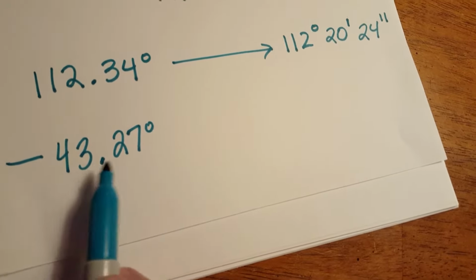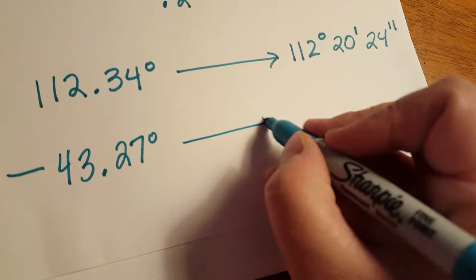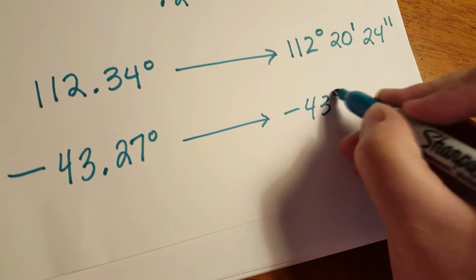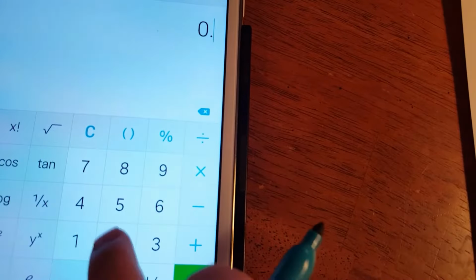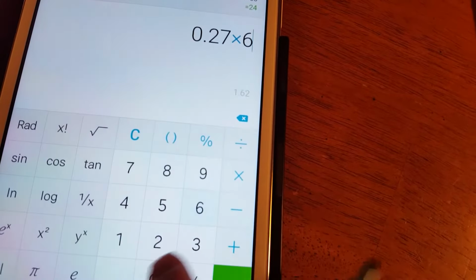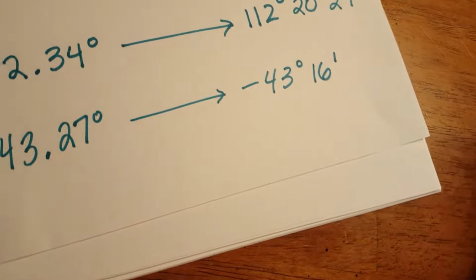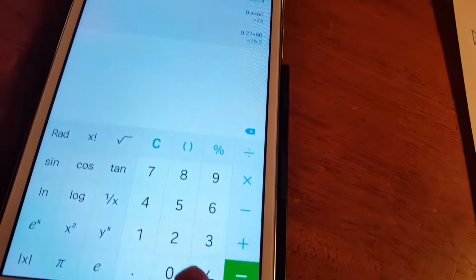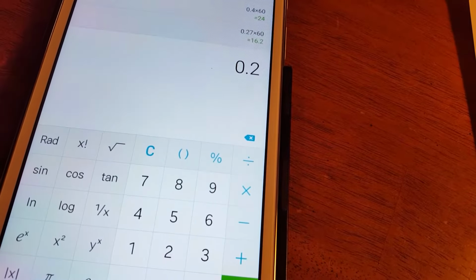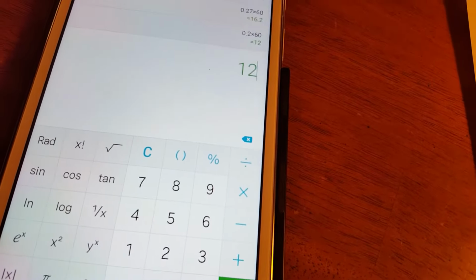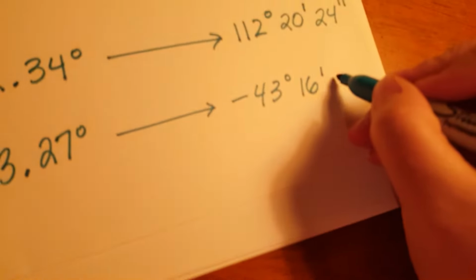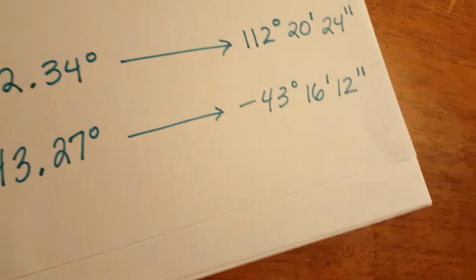So I take the 0.27 only. We know the negative 43 degrees is going to stay that way. The 0.27 gets multiplied times 60. 0.27 times 60, and I get 16.2. So that means there's 16 whole minutes and 0.2 of a minute, which I have to figure out how many seconds that is. So again, just the 0.2 from the 16.2 times 60, and that's 12. So that's 12 seconds, and that's my final answer.